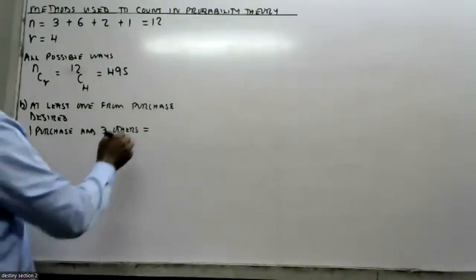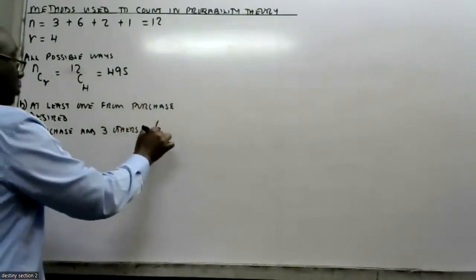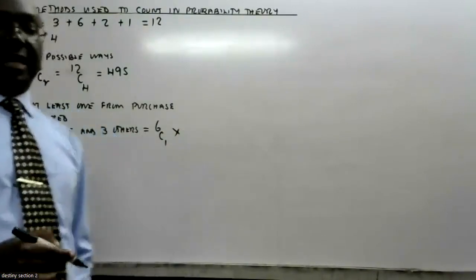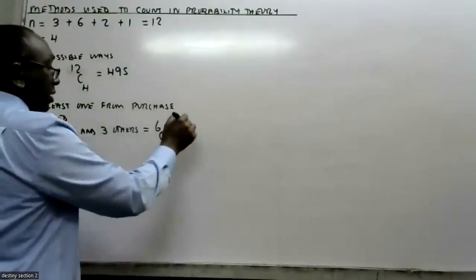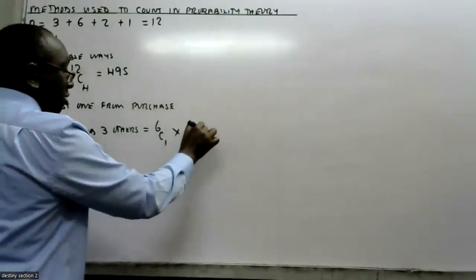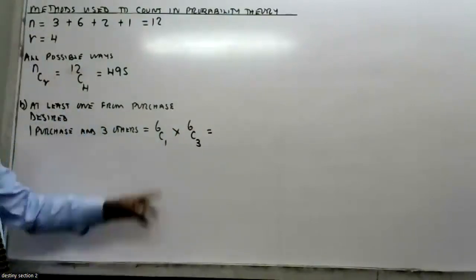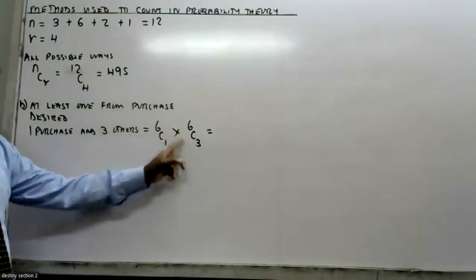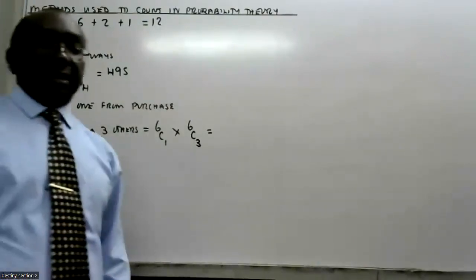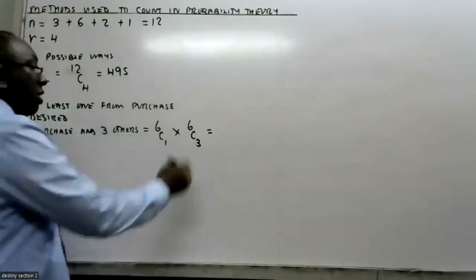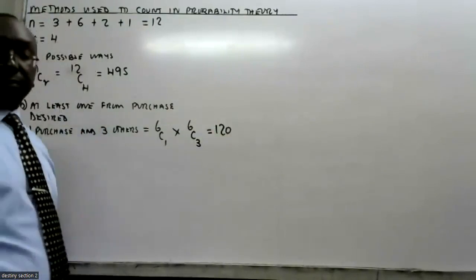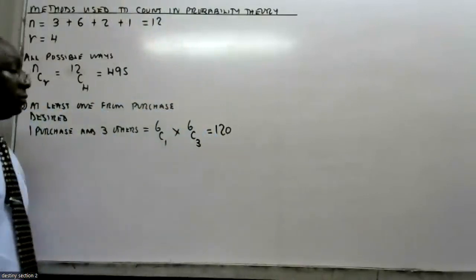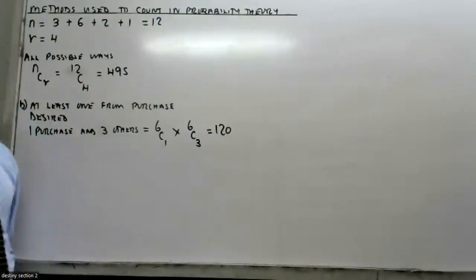So from purchase, there are 6, so 6 combine 1. And because these persons are 12, the others that remain will be 6. So 6 combine 3 now. Just put it in the calculator the way it is. You don't have to work out each one. You just say 6 combine 1 times 6 combine 3 equals. It will give you the answer. 120. Those who are online, I need your answers. Okay, Ibrahim. So that is the first possibility.